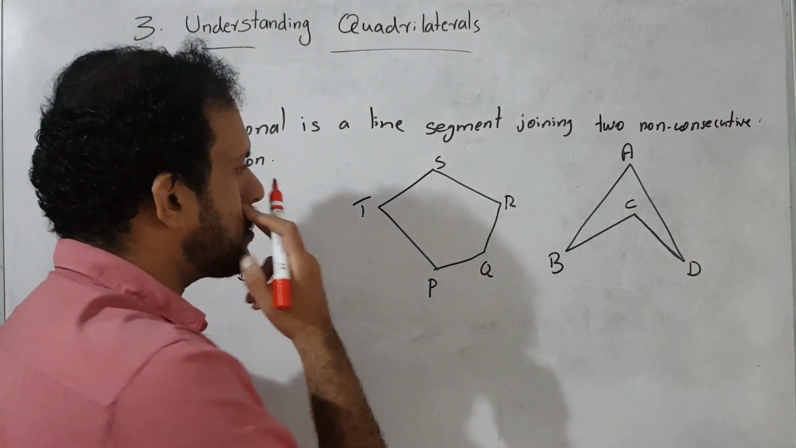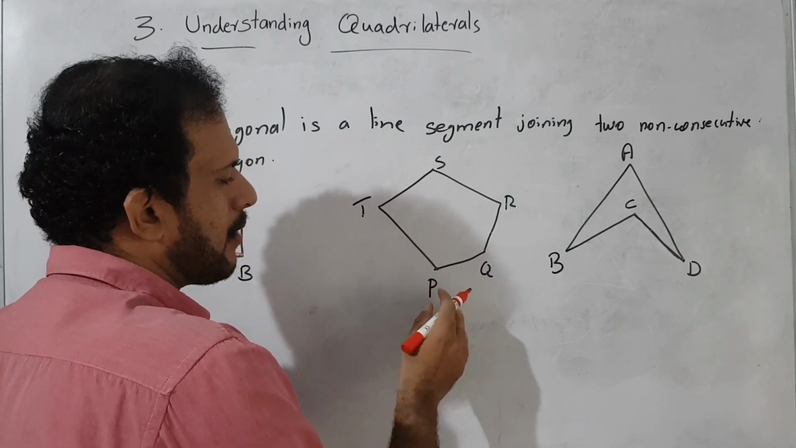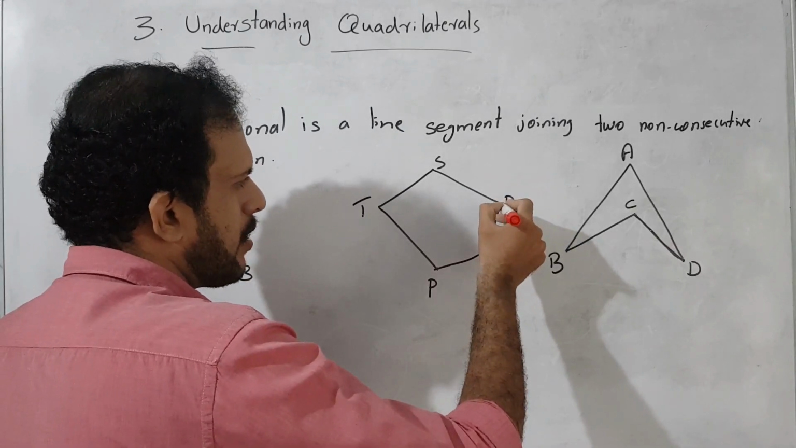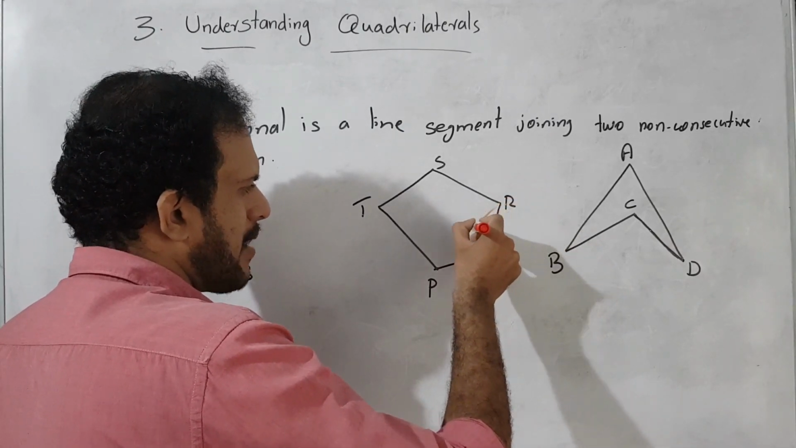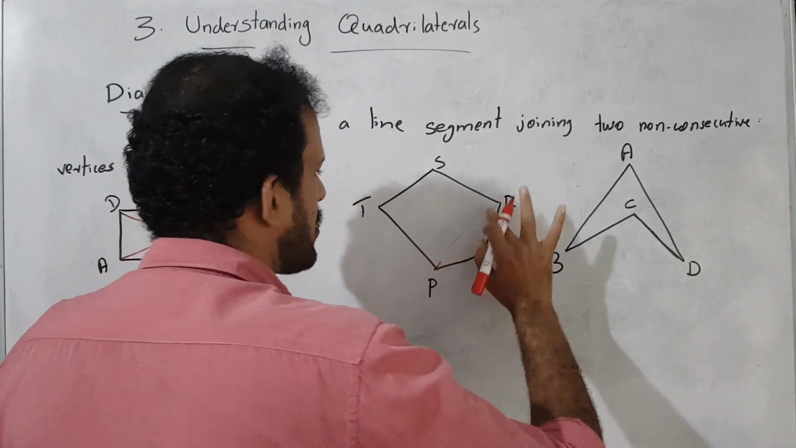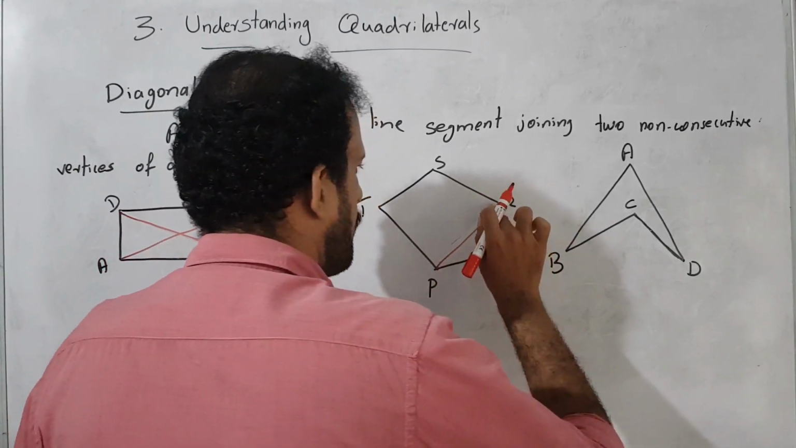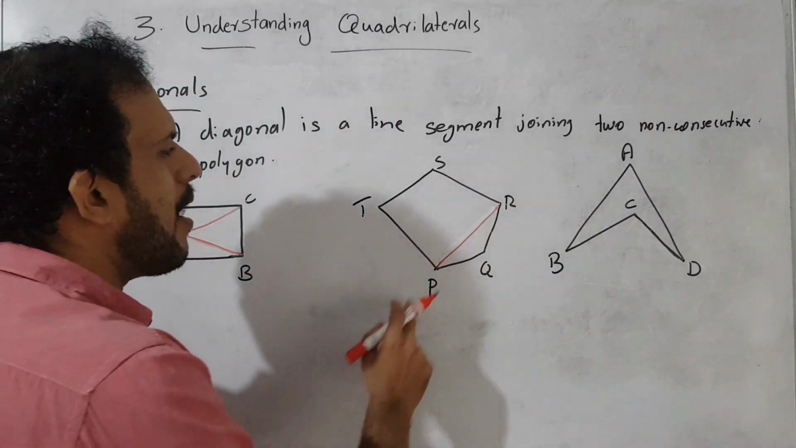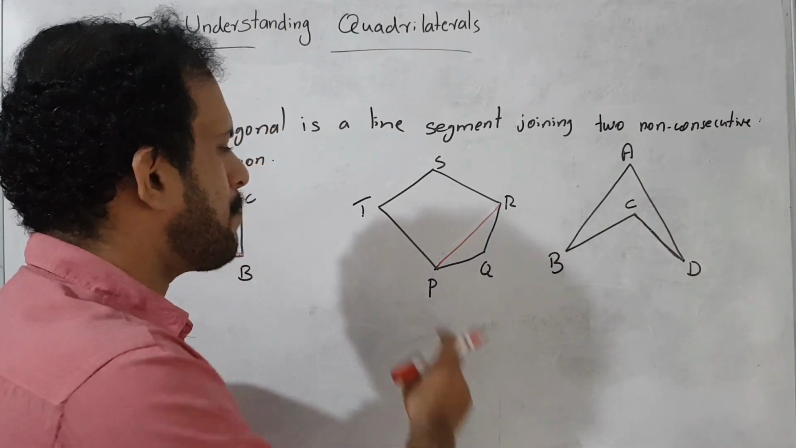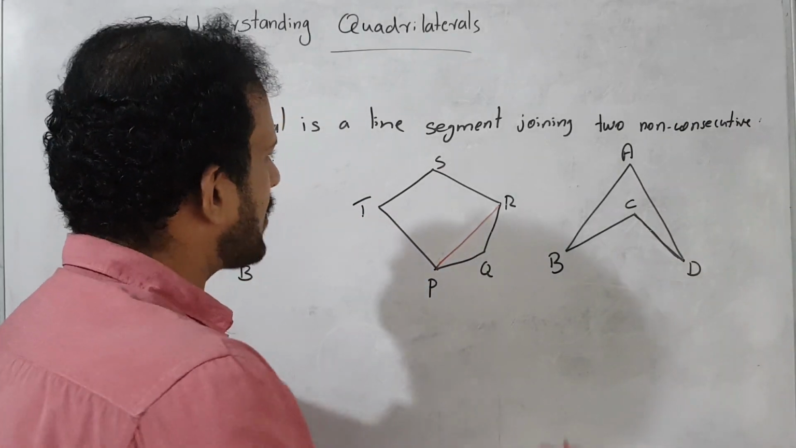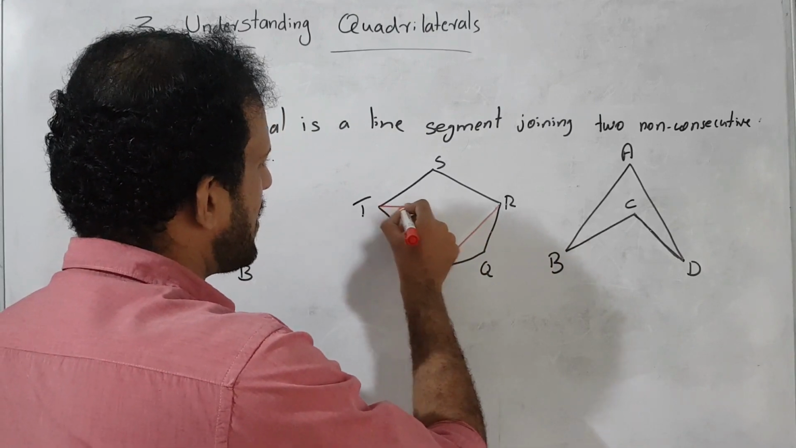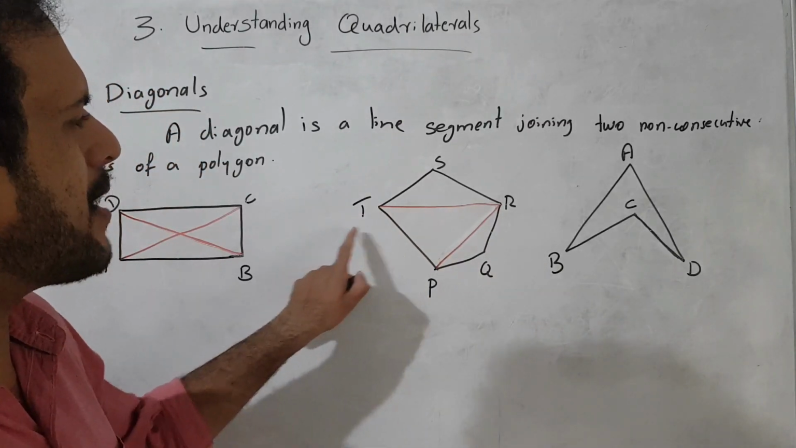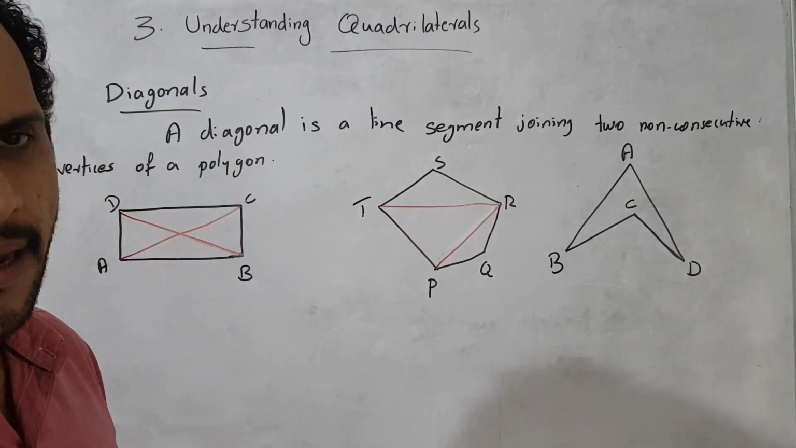In this example, it is possible to draw many diagonals. What are non-consecutive vertices? P and R are non-consecutive vertices. So if we join P and R by using a line segment, then we call PR a diagonal of this pentagon. Okay, then the other one, T and R, these two are non-consecutive vertices. If we join them by a line segment, then TR is a diagonal.